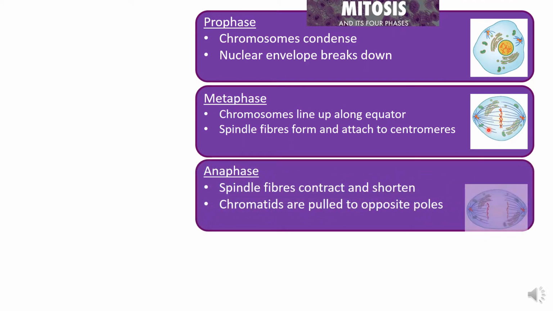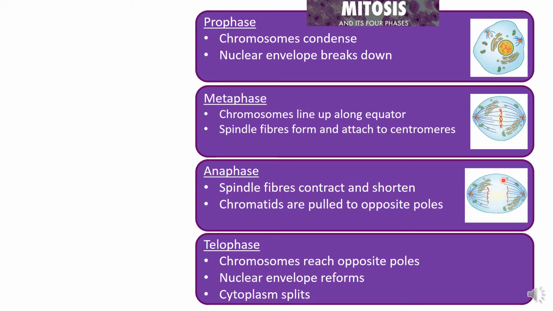In anaphase, those spindle fibers start to contract and shorten. Now, when they contract and shorten, they're going to pull the chromatids to opposite poles of the cell. You can see here that the chromosomes were X-shaped and made up of 2 chromatids. Here, the chromatids are being pulled half to this side and half to this side, to opposite poles. So we call these opposite poles. You've got the equator and 2 poles of the cell.